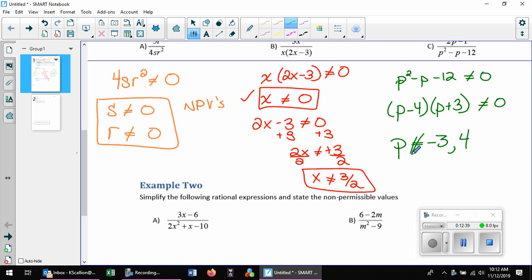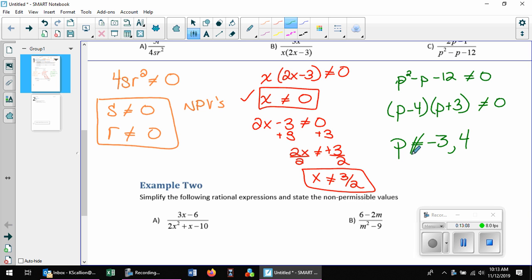So if I set this equal to 0, I'd add 4 to both sides, so that would give me my positive 4. And if it's p plus 3 cannot equal 0, subtract 3 from both sides, that can be my negative 3. You don't always have to show all the steps. I probably have enough experience factoring simple trinomials that for my NPVs, I could look at this and go right to here.